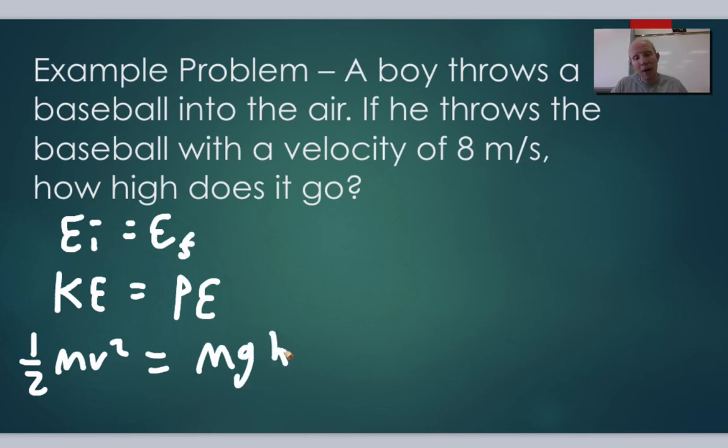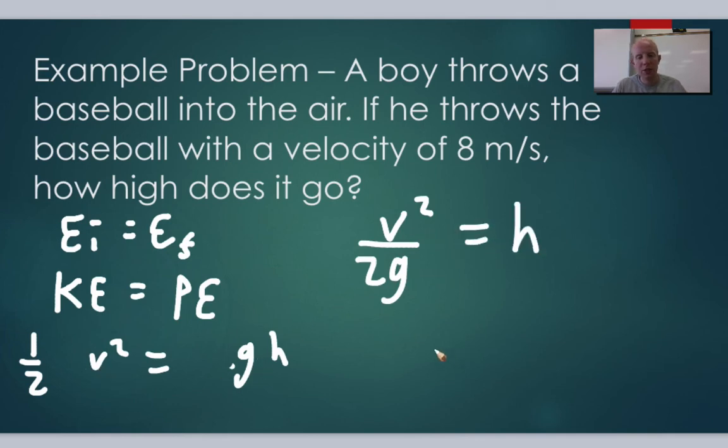So we want to know how high it goes when it stops, right? That's the top of the arc. Again, the m's are going to cancel out, which is super nice. But this time we're not solving for v, we're solving for h. So we'll divide by g on the other side. So we get v squared over 2g. Okay, 1/2 times v squared divided by g equals h.